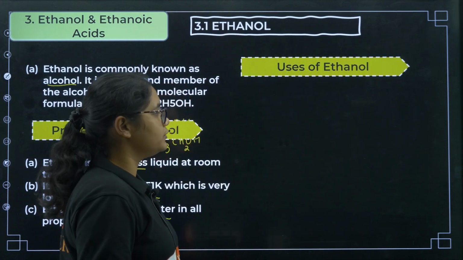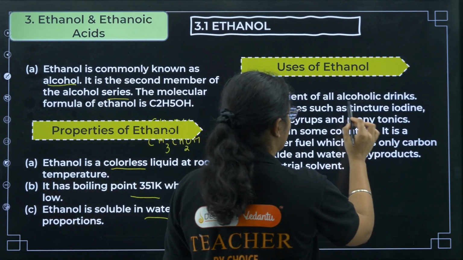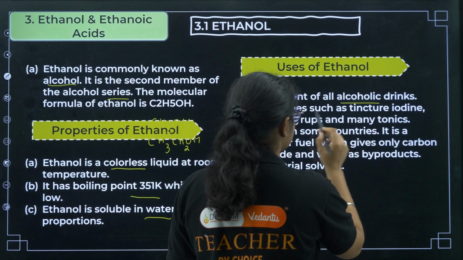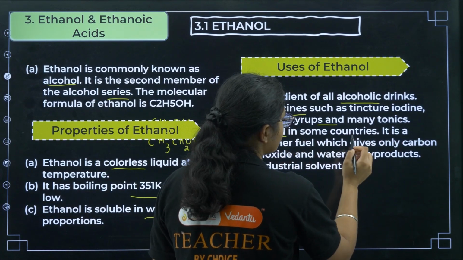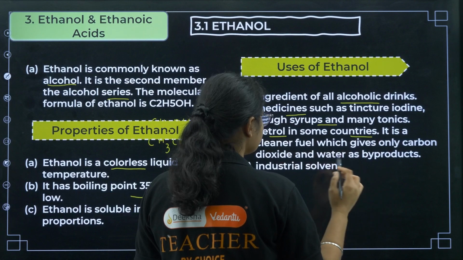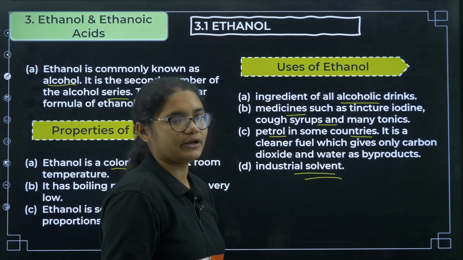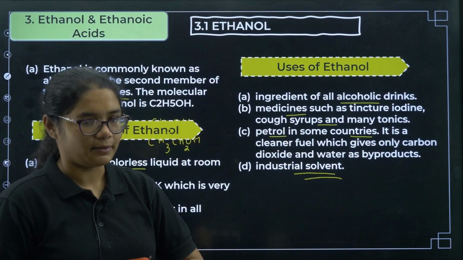Next, coming to the uses of ethanol, it is used in alcoholic drinks, it is used as medicines in cough syrups and all, it is used in petrol in some countries, and it is used as a solvent. 2 to 3 uses you should remember.